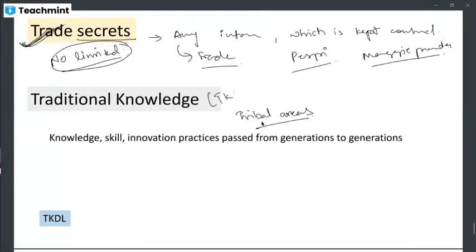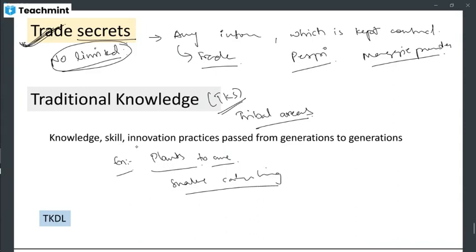In the shortcut, it is TKs, traditional knowledges. Right? They will be passed on from one generation to other generation, mostly in the tribal areas. Right? So it might be any innovation, any skill, whatever it might be. For example, using certain type of plants to cure disease, or it might be snake catching skills, whatever it might be. So these all come under traditional knowledge.